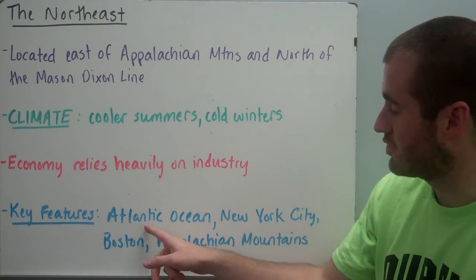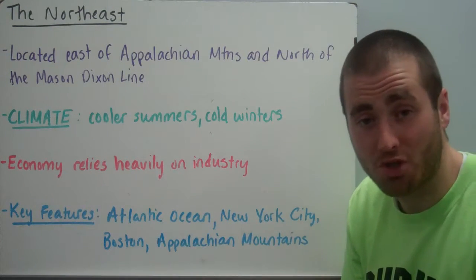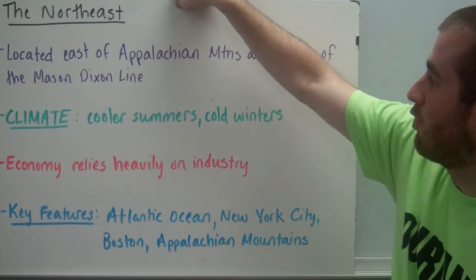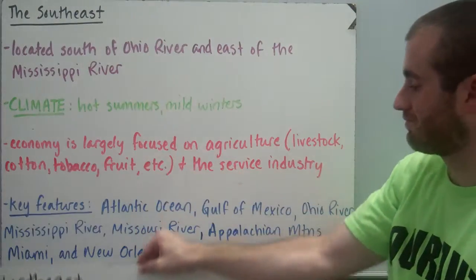Some of its key features are the Atlantic Ocean, New York City and Boston, as I said before, and the Appalachian Mountains. Obviously there are more, but those are the 4 that I'm kind of drawing your attention to.